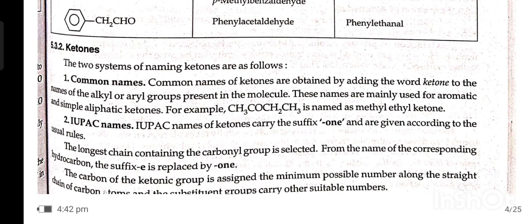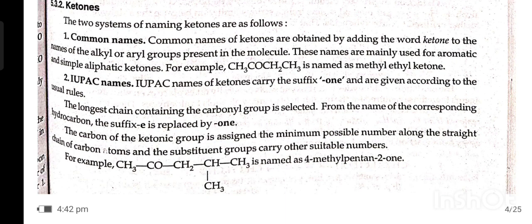Second, IUPAC names. IUPAC names of ketones carry the suffix "one" and are given according to the usual rules. The longest chain containing the carbonyl group is selected from the name of the corresponding hydrocarbon. The suffix "e" is replaced by "one". The carbon of the ketone group is assigned the minimum possible number along the chain of carbon atoms, and substituent groups get other suitable numbers. For example, this is named 4-methylpentan-2-one.